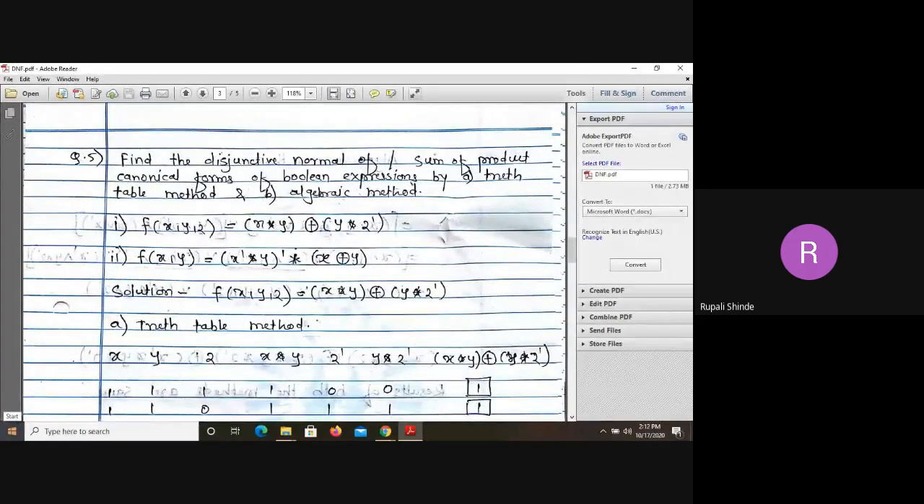Have you understood this question? कसं सॉल्व करायचं समजलं का?